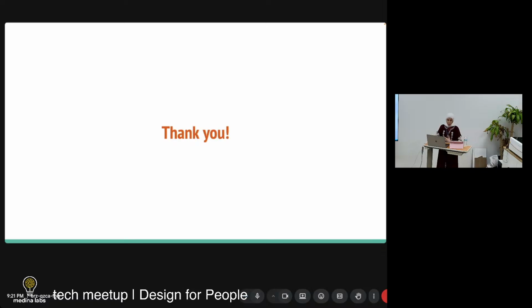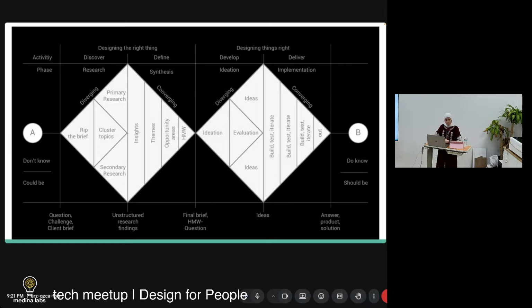Question: as far as time, can you give us an idea of the journey of the two diamonds that you posted? Can you give us a little bit of, in terms of time, from A to B, what we're looking at? It really depends on the product. It depends on how complicated your product is.